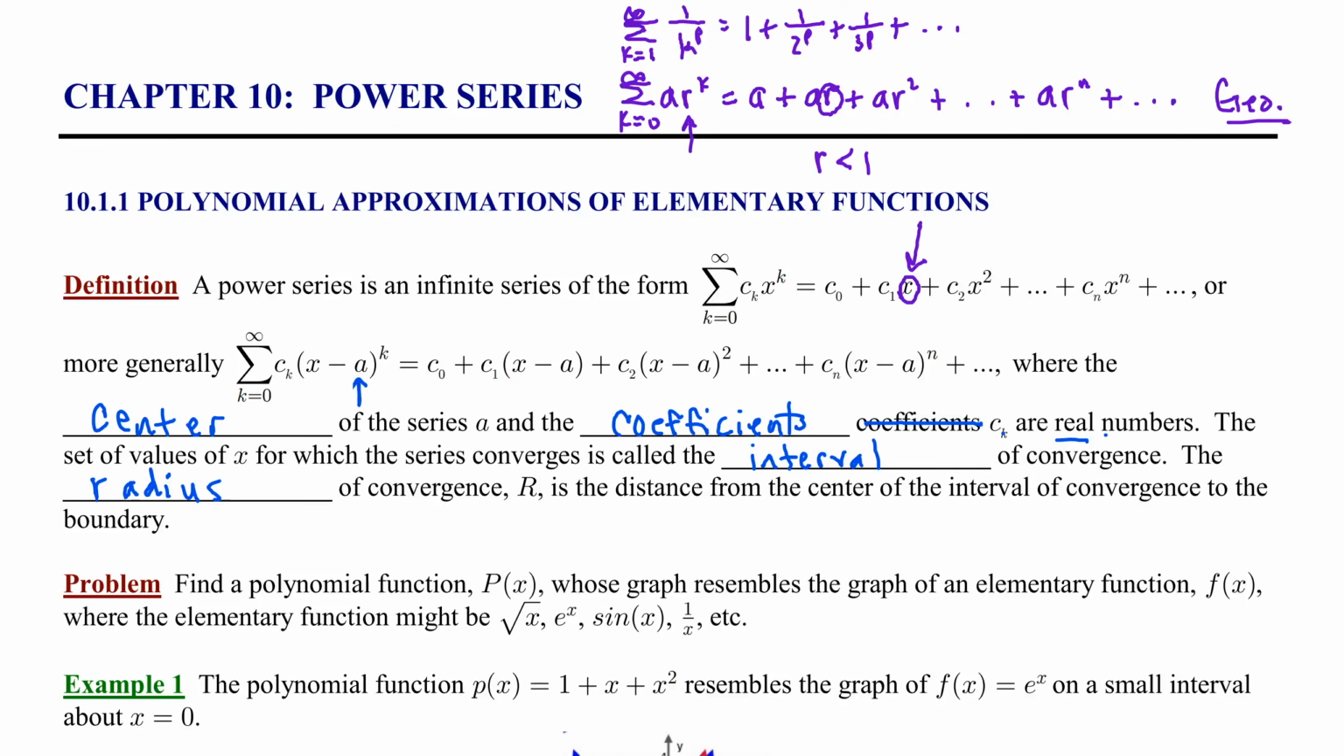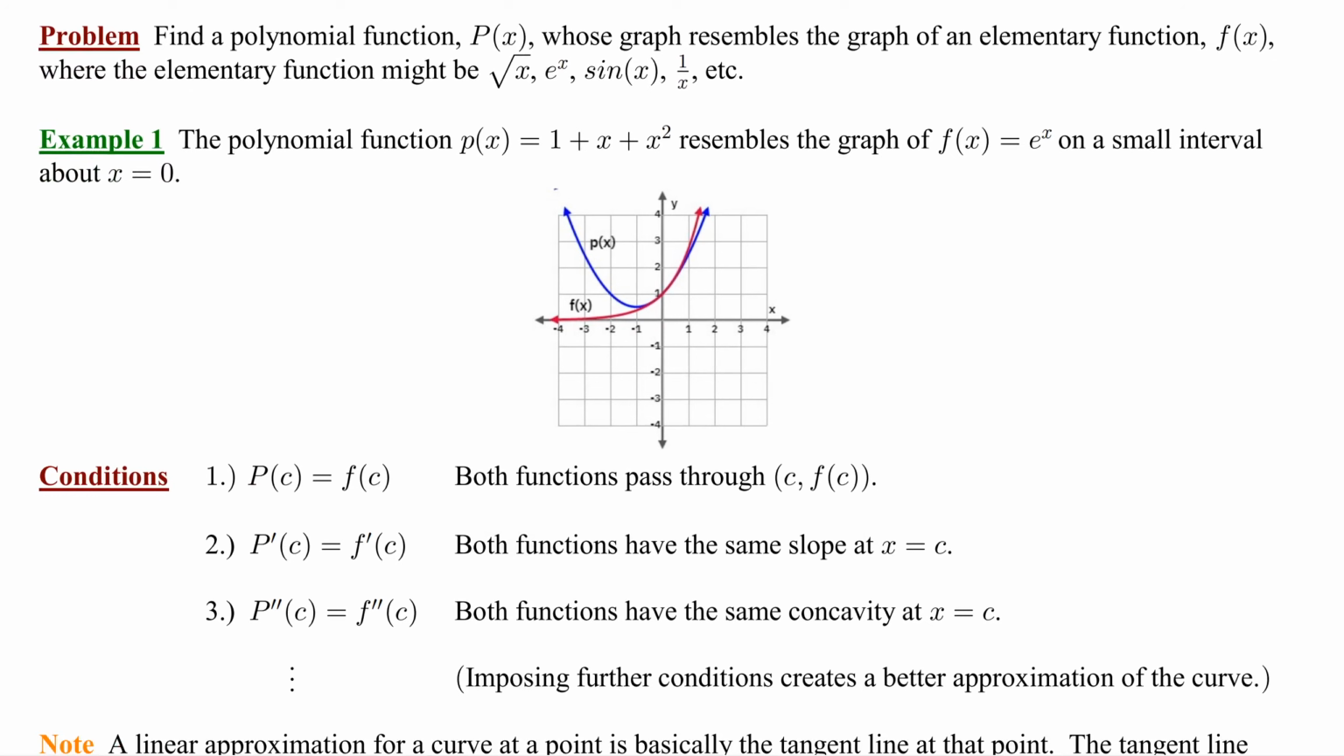And let's consider this problem. Find a polynomial function, p of x, whose graph resembles the graph of an elementary function, f of x. Now, that elementary function will be some sort of familiar function, such as square root of x, e to the x, sine of x, 1 over x, etc. It can be algebraic or transcendental.